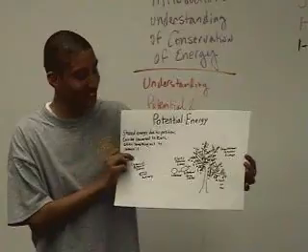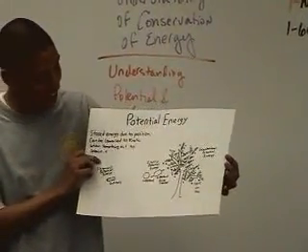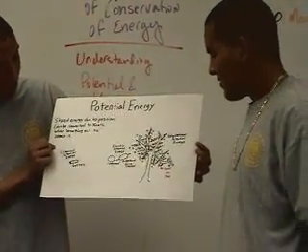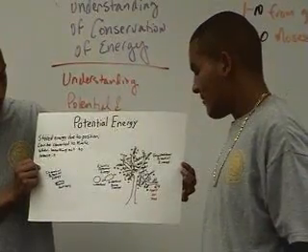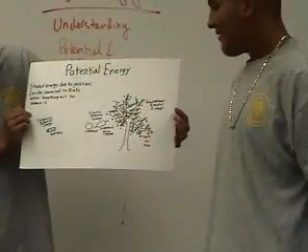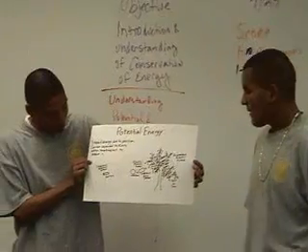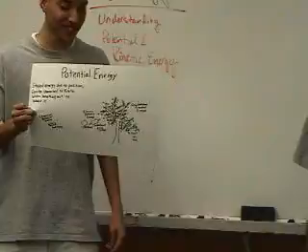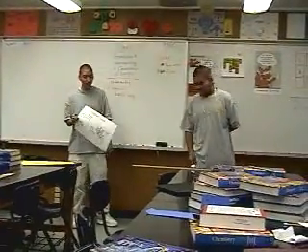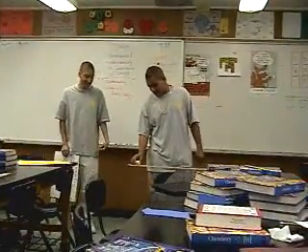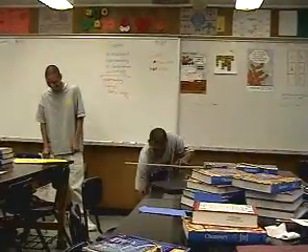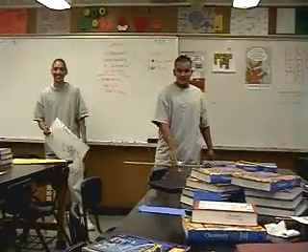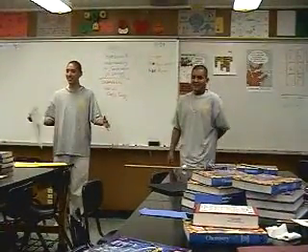Then elastic potential energy is a construction being broken. An example of chemical energy is a battery. An example of elastic energy is okay, go ahead and put yourself.